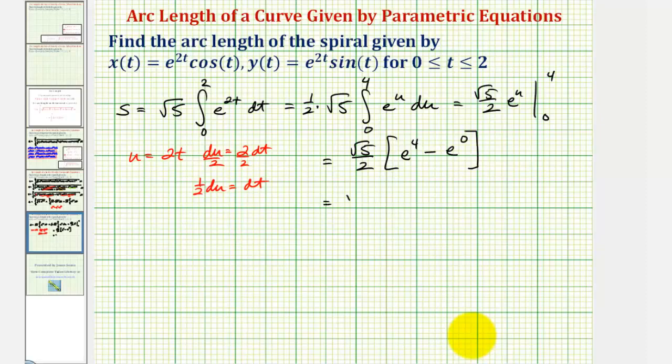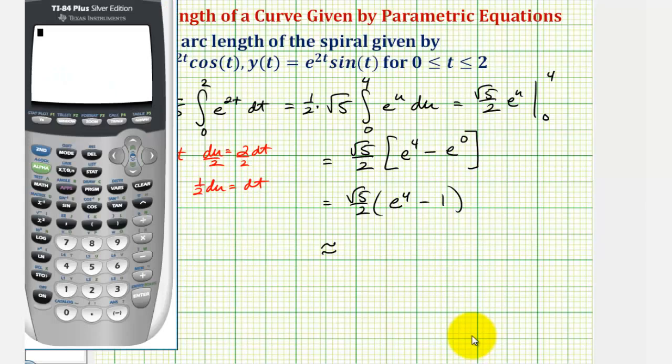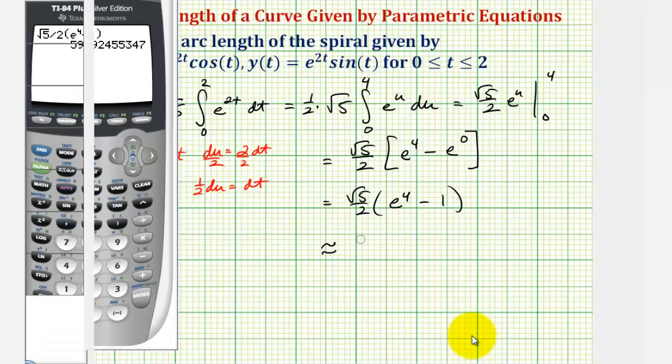So the exact arc length would be the square root of 5 divided by 2 times the quantity e to the 4th minus e to the 0, which is equal to 1. So this would be the exact arc length. Let's also get our decimal approximation. So we'd have the square root of 5, divided by 2, open parenthesis, e raised to the power of 4, minus 1, close parenthesis, and enter. So the arc length is approximately 59.9246 units.